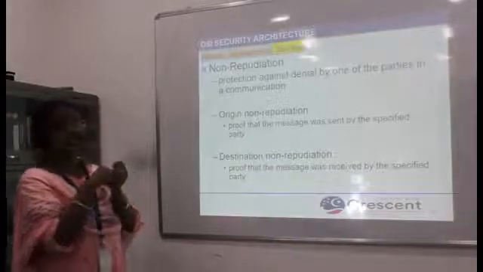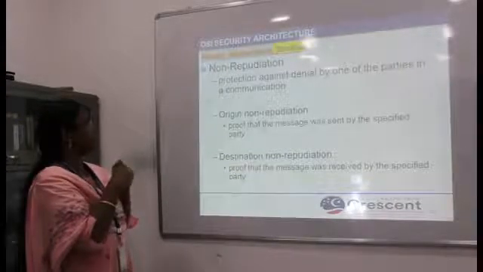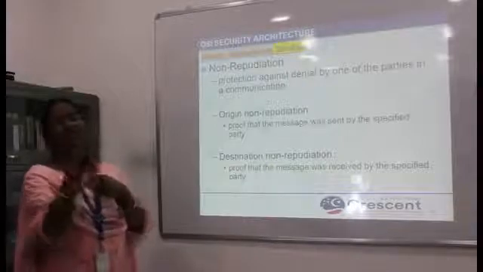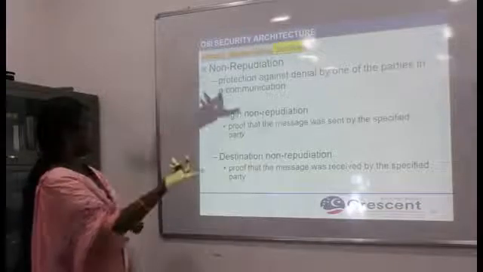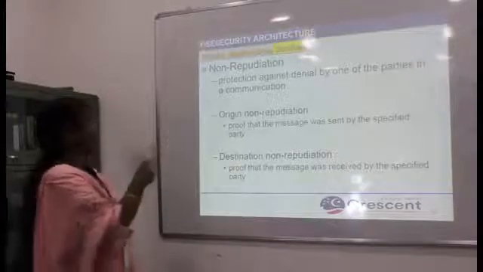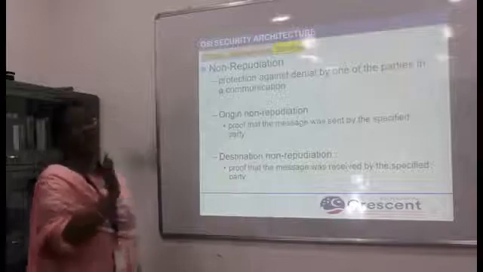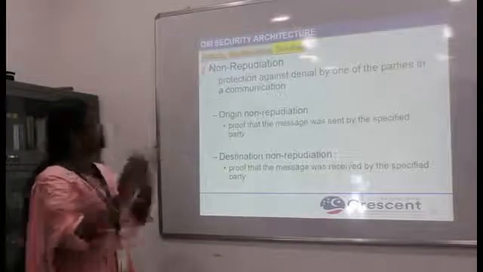So this is protected by one of the parties in the communication. Protection against this attack. Origin non-repudiation is proof that the message was sent by the specified sender, the specified party, the client. Destination non-repudiation, the other side, the receiver: proof that the message was received by the specified party. So this is what you call non-repudiation.